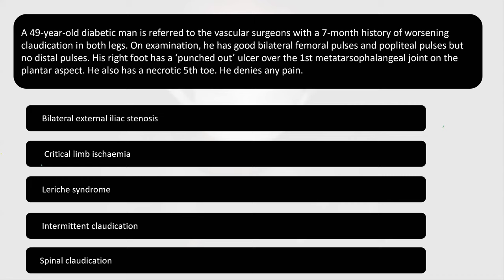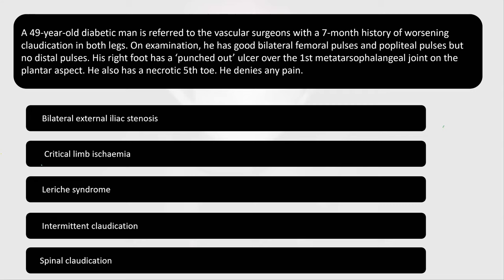Okay, a 49-year-old diabetic man is referred to the vascular surgeon with a 7-month history of worsening claudication in the right leg. On examination, he has good bilateral femoral and popliteal pulses, but no distal pulses. His right foot has a punched out ulcer over the first metatarsophalangeal joint on the plantar aspect. He also has a necrotic fifth toe. He denies any pain. Options: bilateral external stenosis, critical limb ischemia, Leriche syndrome, intermittent claudication, spinal claudication.